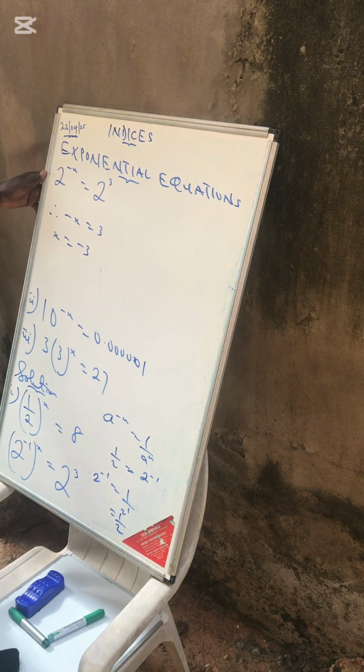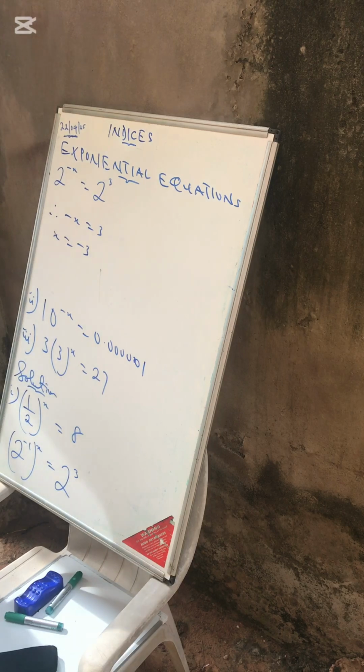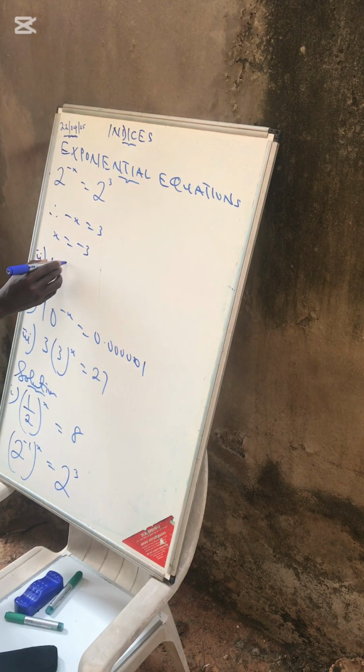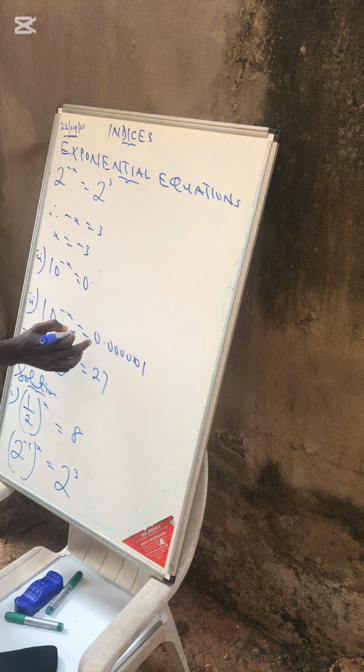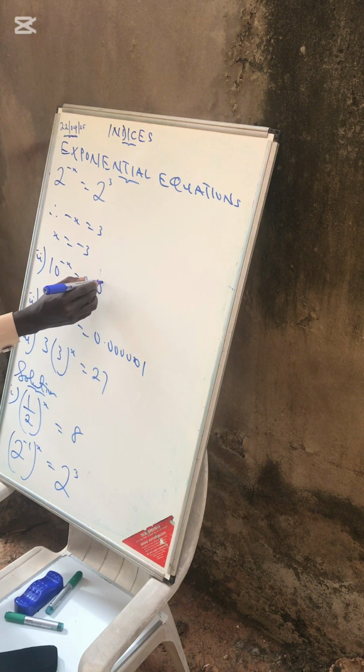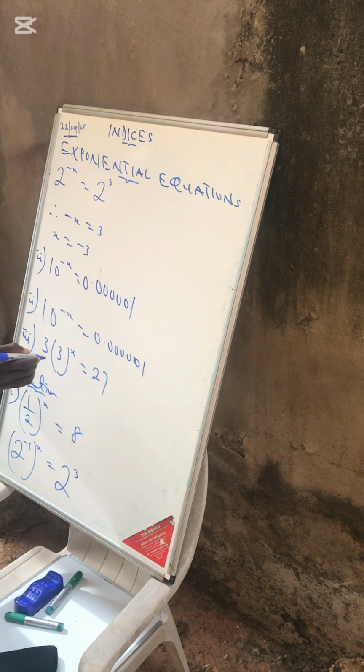Right. 10 raised to the power minus x is equal to what? 0 point, how many zeros? 1, 2, 3, 4, 5, then 1. Is that correct? Yes.